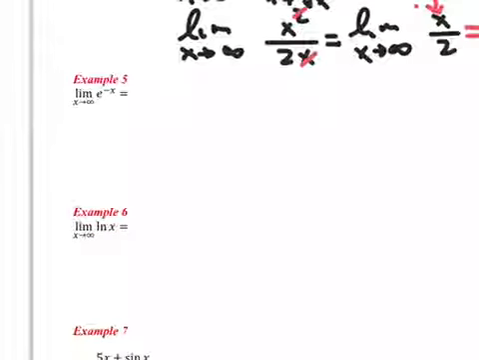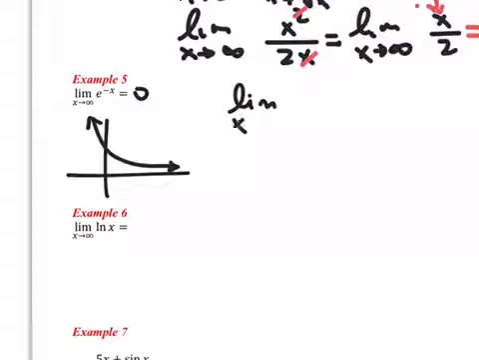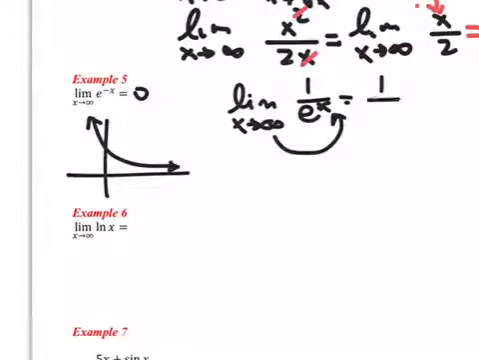Example 5, I'm just going to look at the graph of this. When I take the limit as x goes to infinity of e to the negative x, I've got a graph that looks like this. Clearly that's going to go to 0. Another way you could look at this is the limit as x goes to infinity of 1 over e to the x. If e to the negative x has a negative exponent, we're going to bring it down to the bottom and change the sign of that. 1 over e to the infinity would be 0.